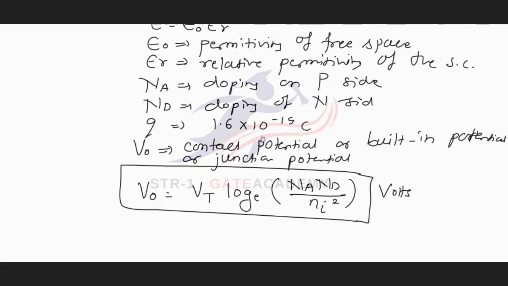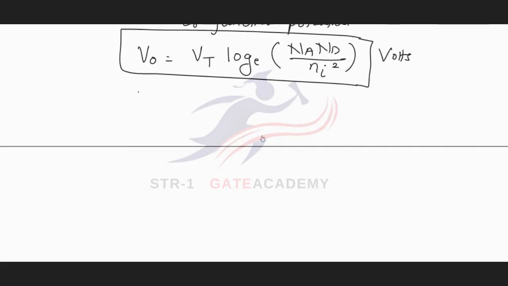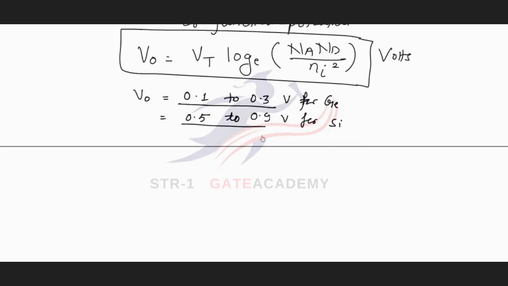The typical value of this contact potential is around 0.1 to 0.3 volts for germanium, and it is around 0.6 to 0.9 volts for silicon. The value of this contact potential varies in a range for different materials, germanium and silicon.